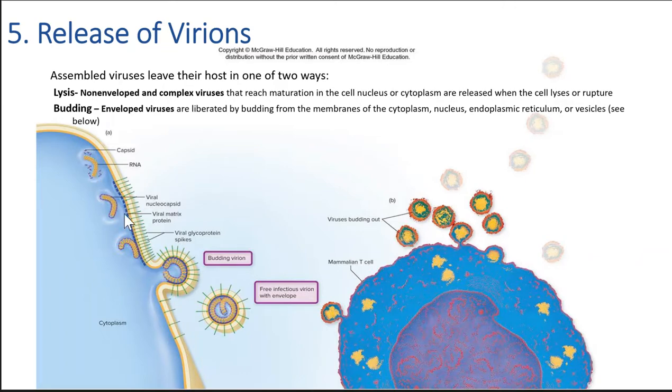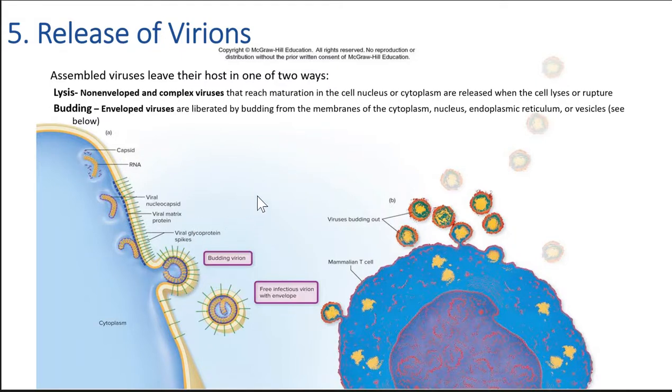Now, it mostly happens on the cell membrane, but there are some viruses that actually have instructions to use the nuclear membrane. You can see how this works from a nucleus, same type of thing, but it uses the nuclear membrane, and then it leaves by a modified form of exocytosis.